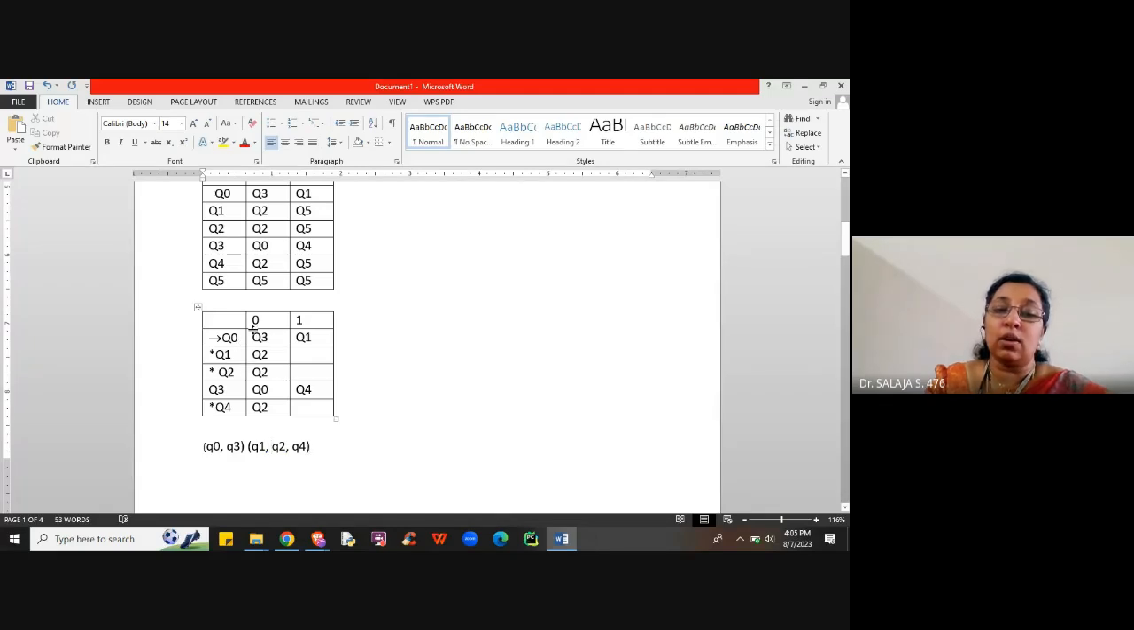Q1 on 0 moves to Q2, the same group, group 2. Q2 on 0 moves to Q2. Q4 on 0 also moves to Q2. Now, what about 1? On 1, you don't have transitions at all. So, tell me whether Q1, Q2, and Q4 are distinguishable or indistinguishable.